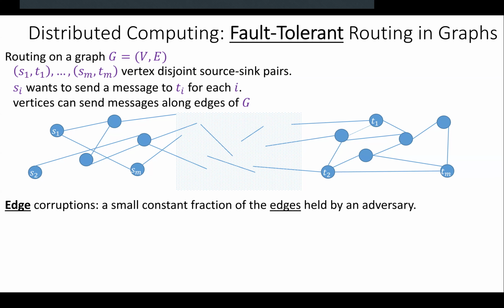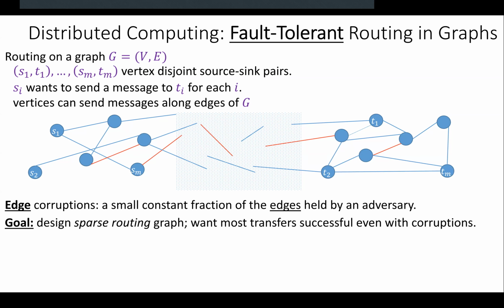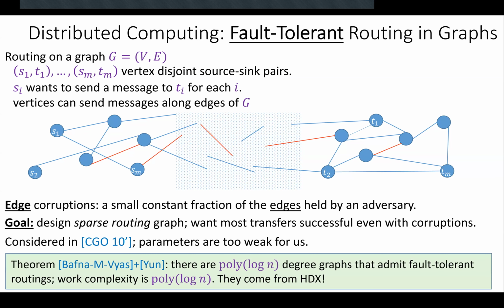Now the adversary can choose a small fraction of the edges. So here there is only one word which is relevant. I'm not going to even state the results here. I'll just say that the parameters are good for us. So what we show here is that there are graphs of poly-logarithmic degree that have poly-logarithmic complexity and are resilient against edge corruptions.